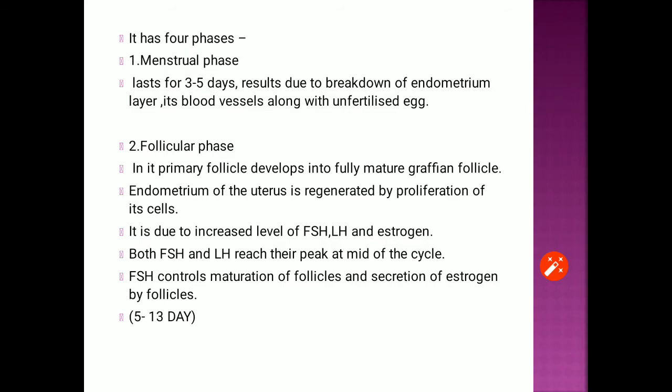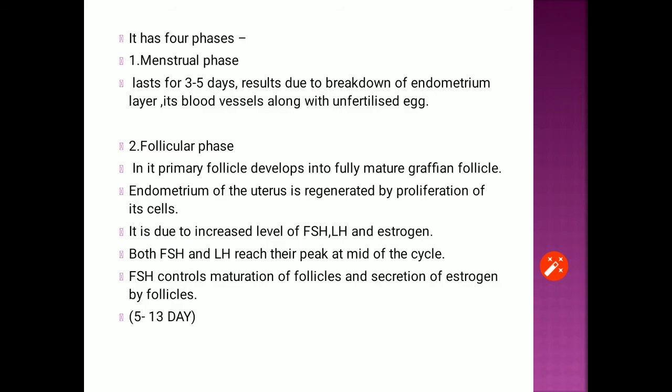It has four phases. The first phase is the menstrual phase, which lasts for 3 to 5 days and results due to breakdown of the endometrium layer and its blood vessels, along with the unfertilized egg. And the unfertilized egg is at the secondary oocyte stage.